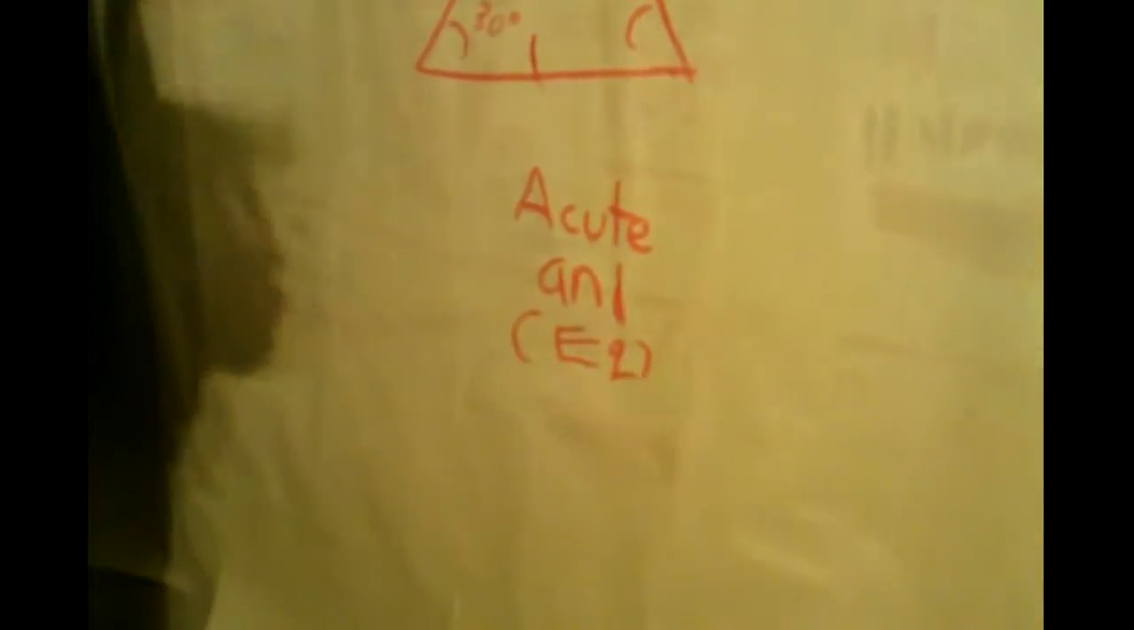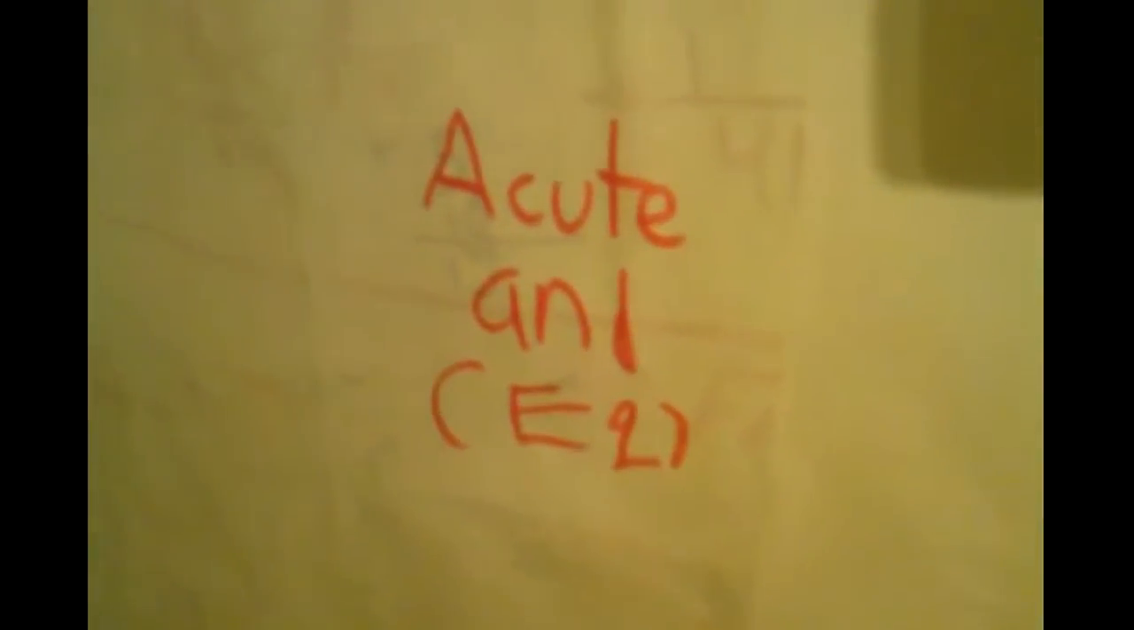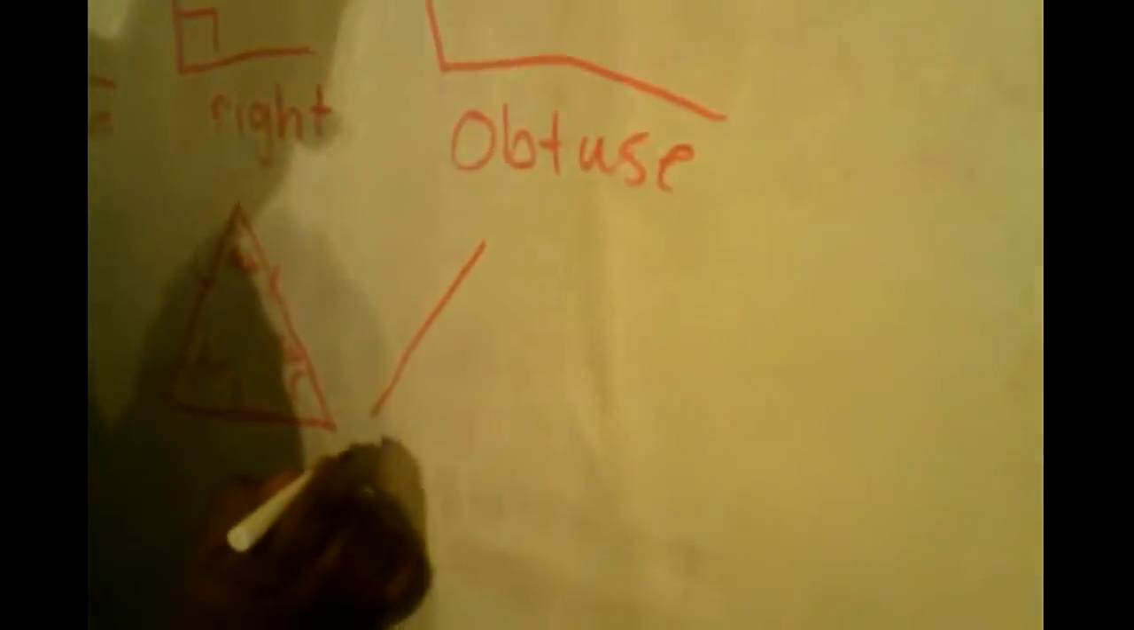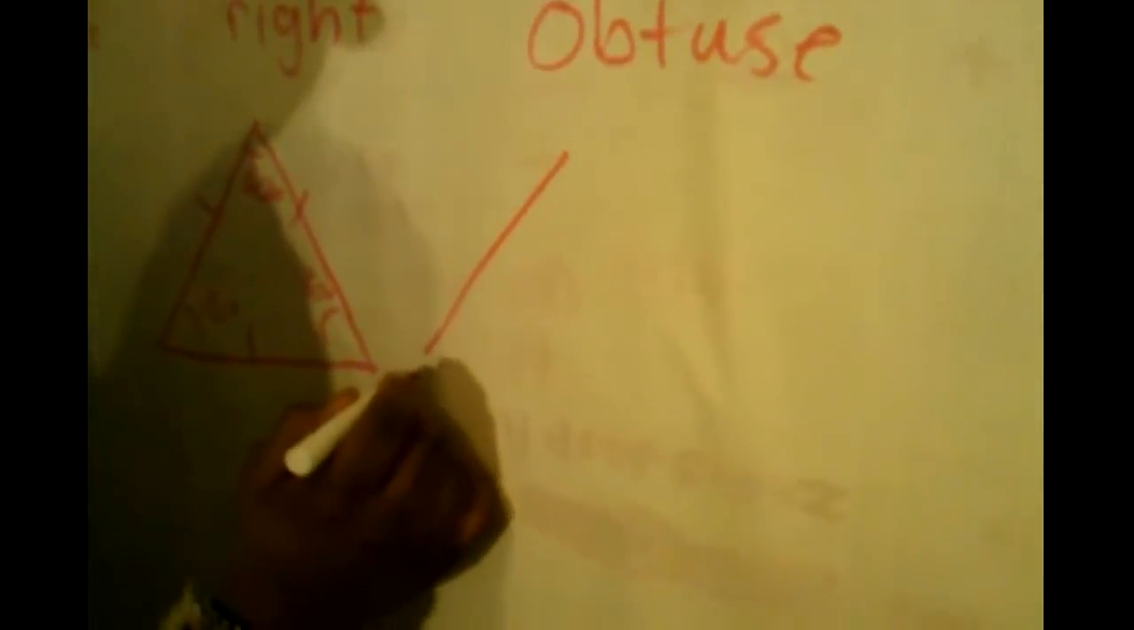Very good. What Quentin has done is made an acute and an equilateral. Why is it acute? Will anybody know? Because it is less than 90 degrees. That is correct. Now, we're going to have some more shapes and have more volunteers. I'm going to write this.